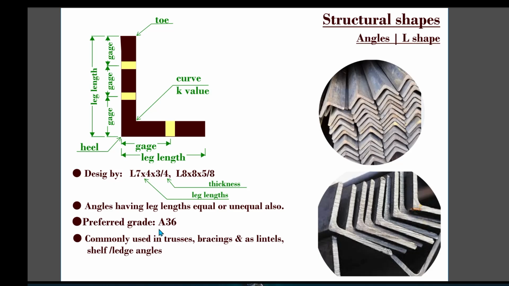These angles are mostly used in trusses, in bracing, as lintels, and as shelf or ledge angles. All these values are given in the AISC manual, or for quick reference, go to the AISC website and search for the AISC dimensioning tool to get these values.